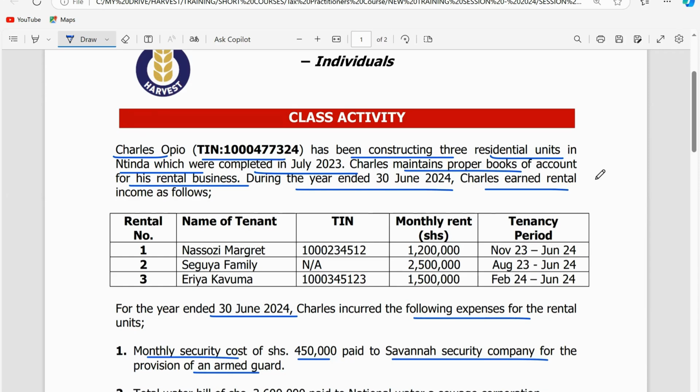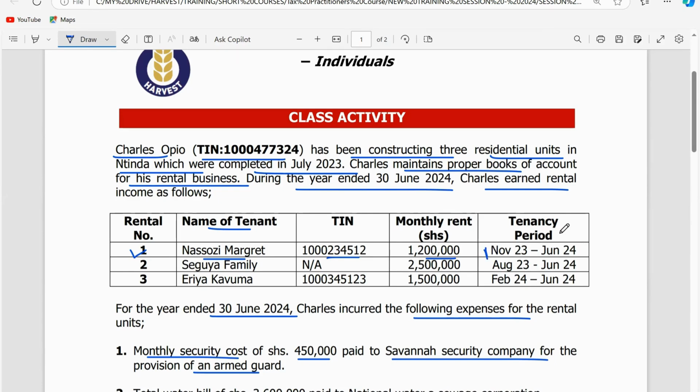We are going to do some simple math. We see how much Charles has derived from this business for the year ended 30th of June 2024. So let us begin with rental unit number 1. In rental unit number 1, there is one tenant known as Nasozi Margaret. Margaret is paying 1.2 for that unit on a monthly basis. The tenancy period is running from 1st November to 30th of June.